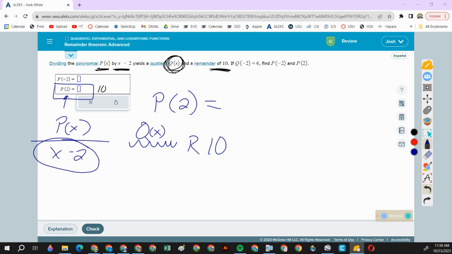Okay. Well, I know when I plug negative 2 in here, the answer I get is 6. So q of negative 2 is 6. Right? Okay. So what is p of negative 2 going to be? That's a little harder.